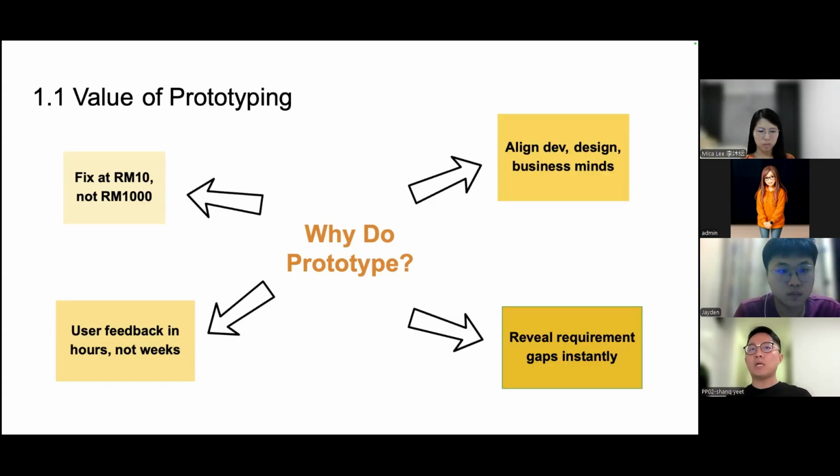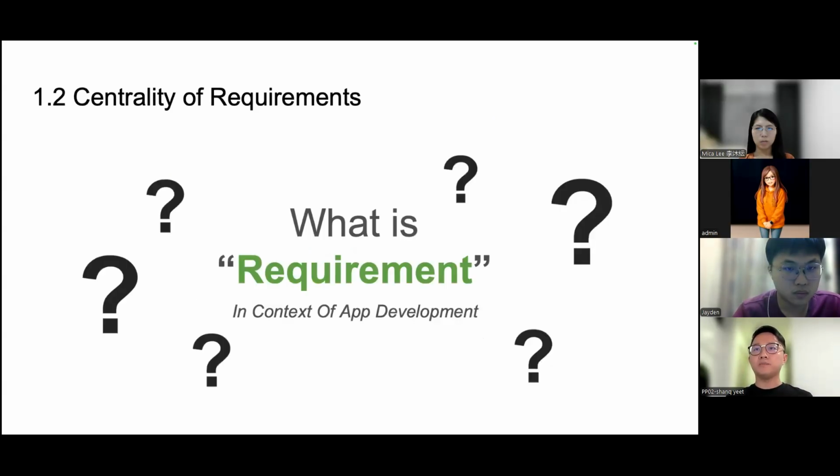So with that coming in, you will fulfill the second value of prototyping, which is to review the requirement gaps of the prototype. Because it's easy to imagine something you want to build, but until you actually build it, you will start to see a lot of things that you never considered properly, right? And subsequently with the prototype, you'll be able to get feedback from your users very early in the stage. So you don't have to build a full product before you start getting feedback on what's wrong with the product or your design, right? So that's why at the end, I think the most valuable part of prototyping is to fix things at RM10 and not 1,000. So basically, it's just about saving costs.